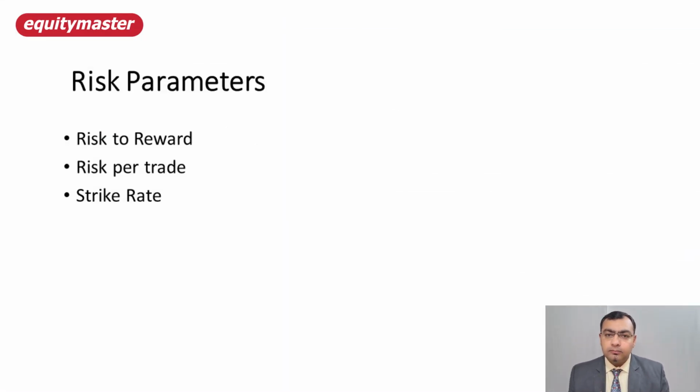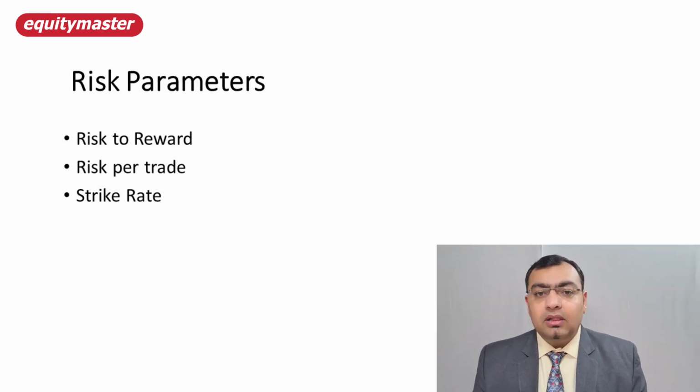First is risk to reward. Second is strike rate, or win rate, or hit rate, whatever you say. Both of these are very much correlated: risk to reward and strike rate. And the third important parameter is risk per trade, the amount of risk you are taking on each trade. Your capital might be different for different traders. You might start with 100 lakh, I might start with 10 lakhs. It depends on the capital you have deployed when starting your trading career.